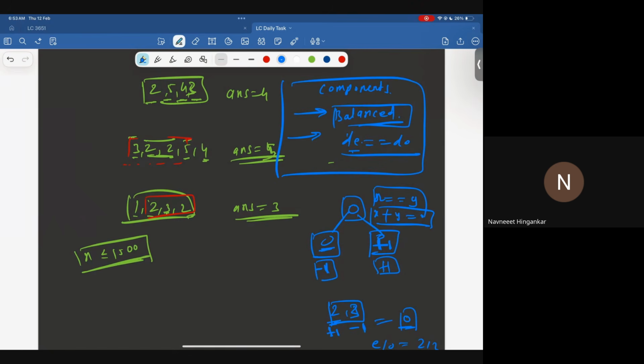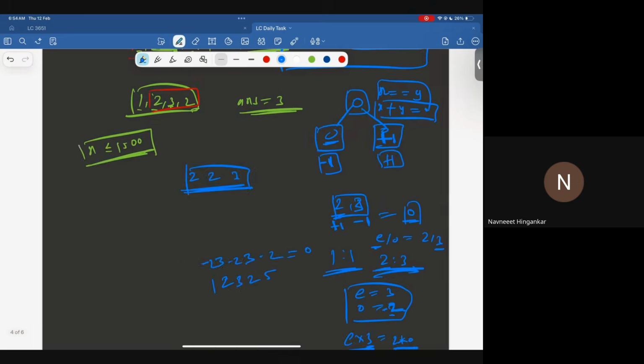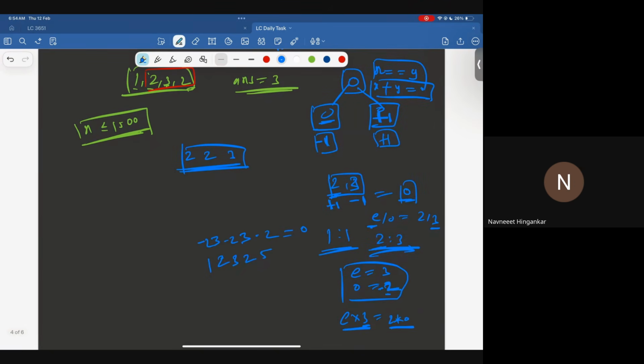Another component is distinct even equal to distinct odd, right? How would you represent the distinct quantity? Like let's say there is 2, 2, 3. How would you represent this exactly? Because we are playing around with +1 and -1, I need to represent the contribution using only one element of that set, right?